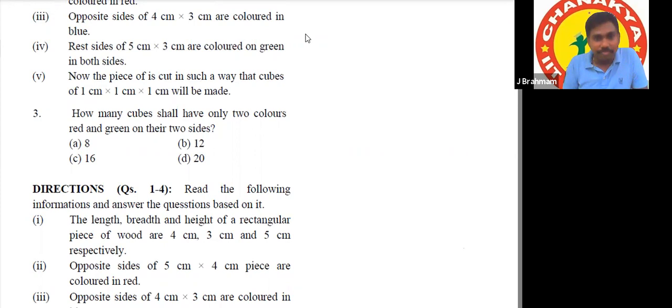Okay, next question. How many cubes shall have only 2 colors, red and green? As mentioned already, only 2 colors should be there, which means there should be no third color. Third color should not be present. And the 2 sides should be painted with red and green.